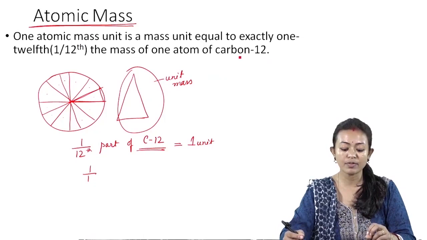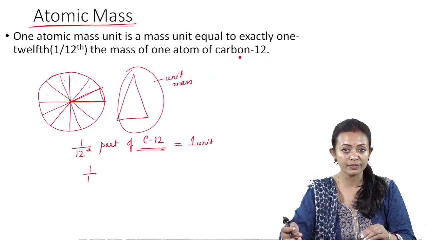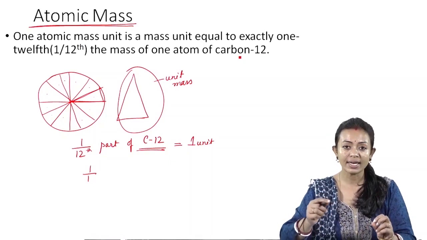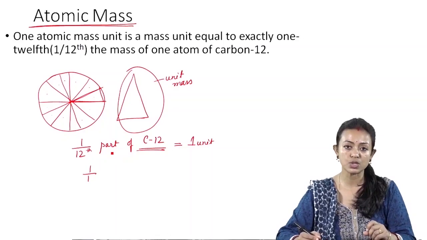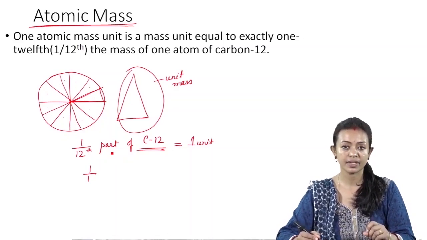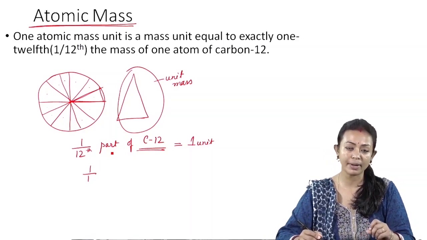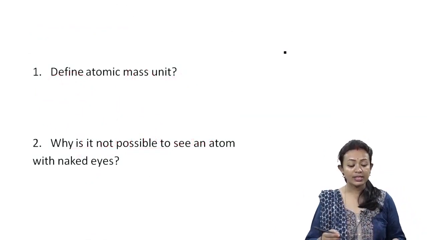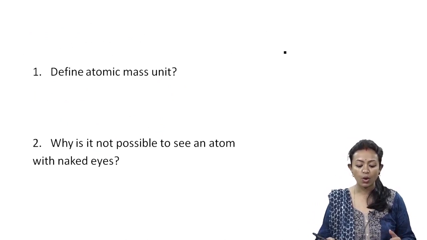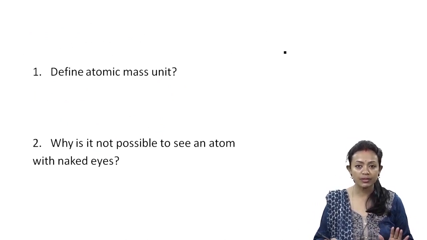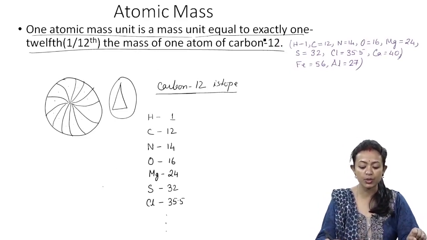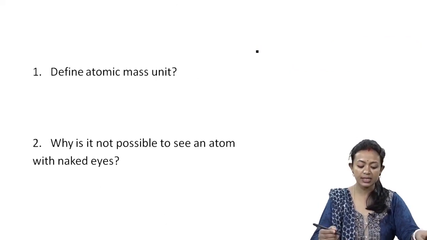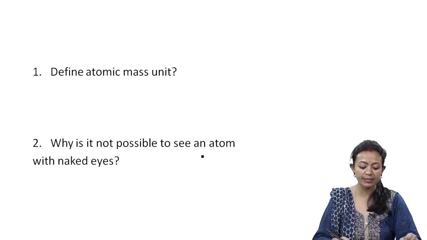So if you take one atom of carbon, 1/12 the mass of carbon-12, then 1 atomic mass is equal to that. This is what it means to have atomic mass. I hope this point is clear to you and you know how the comparison has been made. Now let us define the atomic mass unit. I don't need to redefine it, you already know: 1 atomic mass unit is a mass unit equal to exactly 1/12 the mass of one atom of carbon-12.